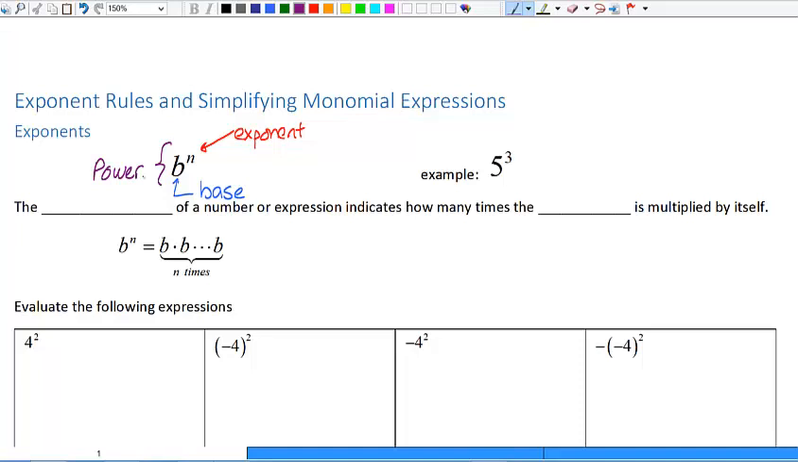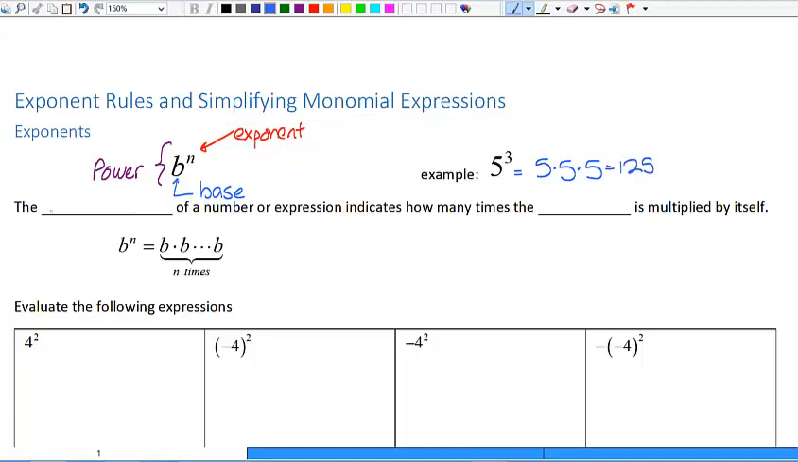For example, if we have 5 to the 3, the 5 is the base, the 3 is the exponent. What the 3 exponent means is that there are 3 copies of the base being multiplied. So that's 5 times 5 times 5, which is 125.